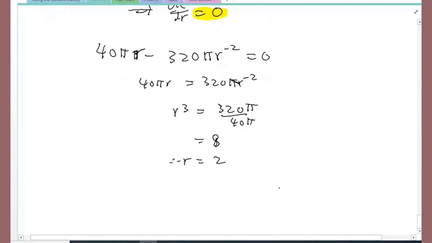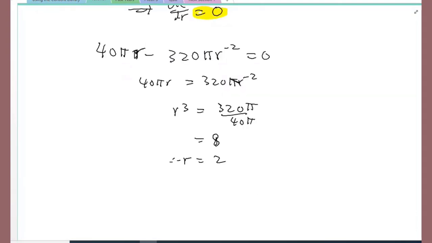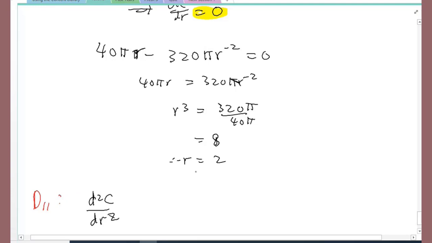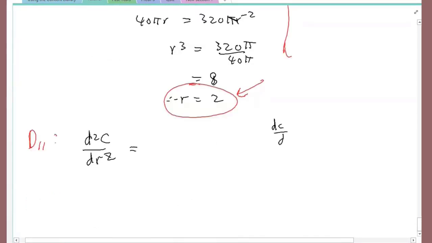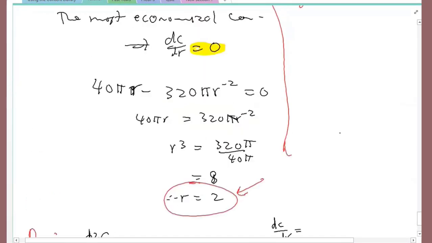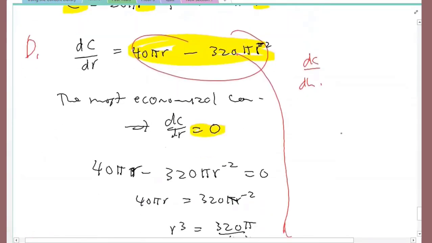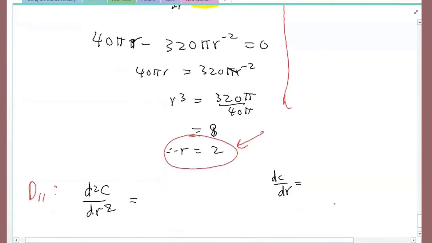Okay, and check. Okay, double prime. Cari d2C/dR squared and check is it. This one confirm dah, tapi nak double check and then substitute and cari. Okay, so dC/dR equals mana? Okay, yang ni yang sini. 40 pi R minus 40 pi R power negative tu, right?